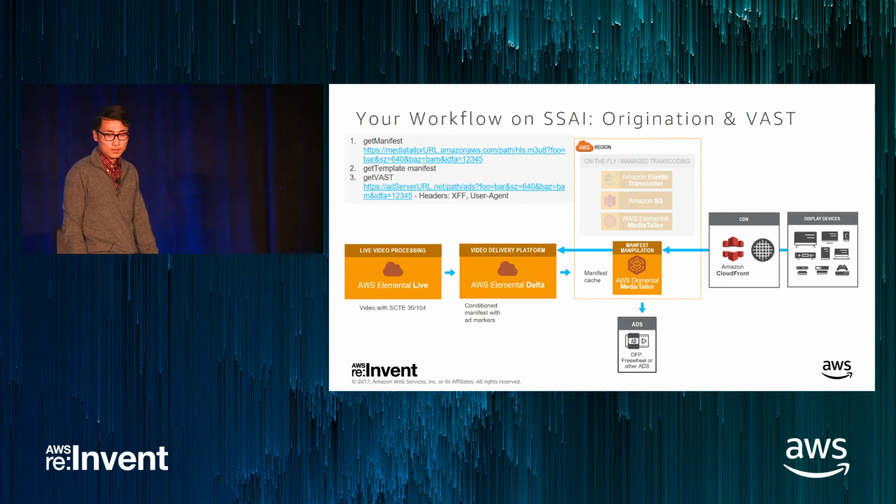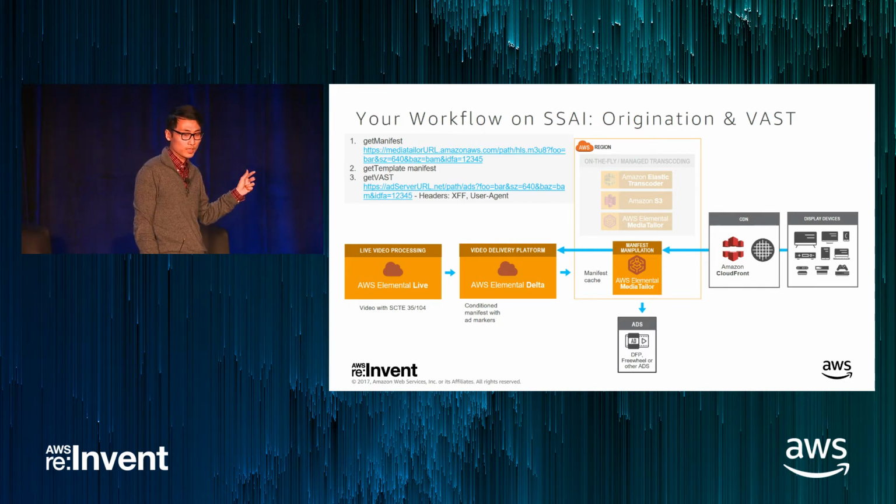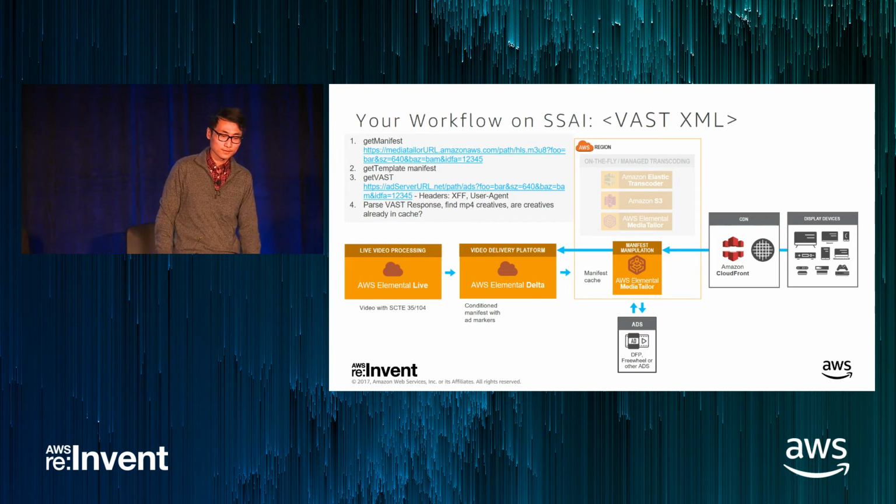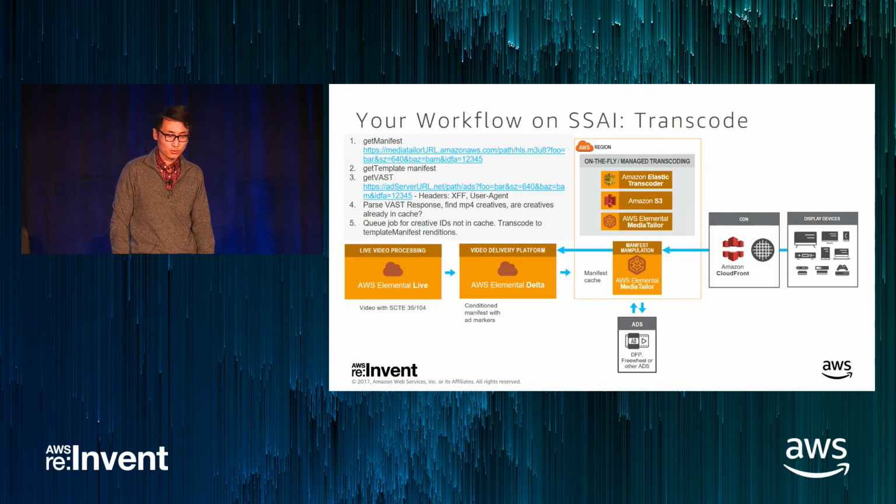All right, so we make that request out. We get to an ad server. We pass along headers, X-Forwarded-For and user agent. We get a response back from the ad server. We parse that VAST response to see whether or not there are creatives that we've never encountered before, ad creatives specifically. If so, we will then queue up a job in Elastic Transcoder and transcode specifically to the renditions that are similar to your content, so you don't, again, get that discontinuity in transition between content and ads.